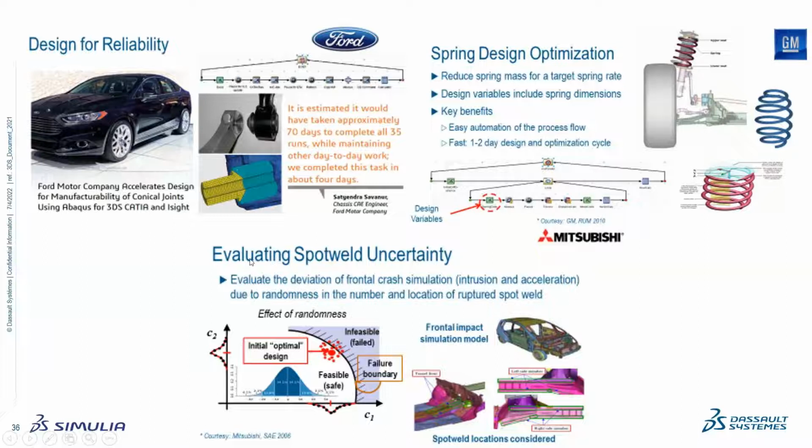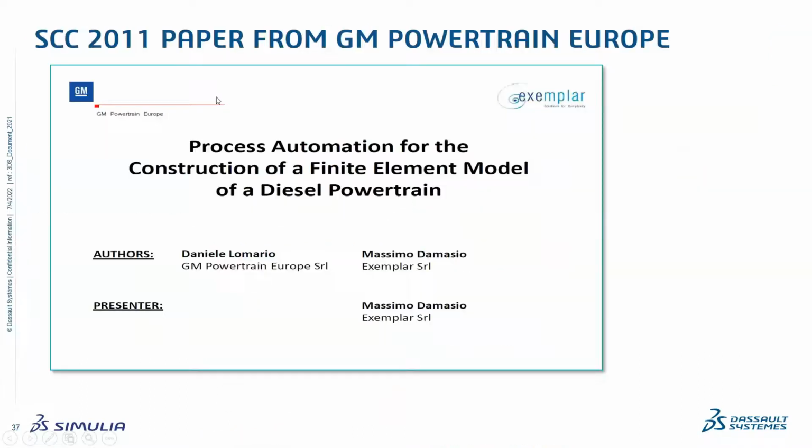And this is on evaluating the spot weld uncertainty. Like I was telling, in terms of reliability, if we want to understand how reliable your design is, maybe if you add some level of variance in some of the parameters, some of the designs fall on the other side. That way you're able to understand whether the design is reliable or not. And this is from GM Powertrain actually.